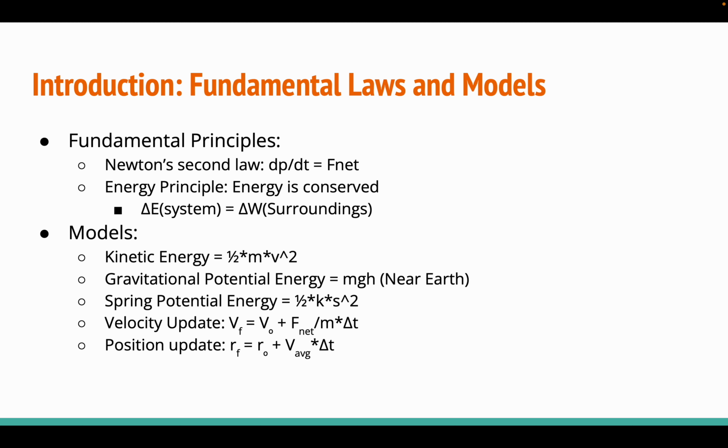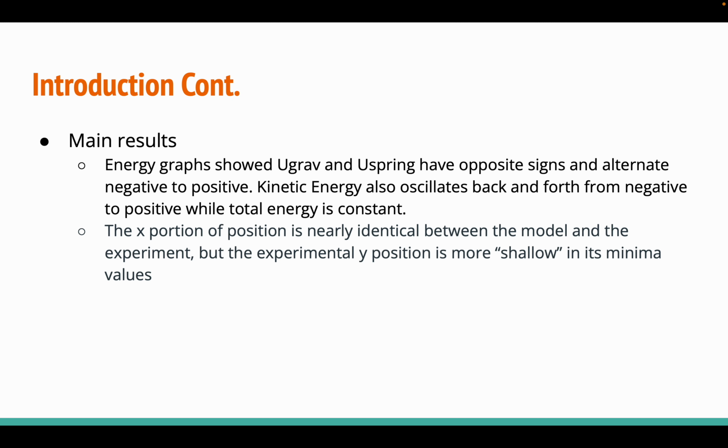We use the modeled equations for kinetic energy, gravitational, and spring potential energy, as well as the velocity update and the position update formulas. For the main result of the lab, the potential gravitational and potential spring energy have opposite signs, where when one is positive, the other one is negative, and the total energy remains constant in the entire experiment. For the experimental and model data comparison, the x position is nearly identical to the modeled equation, and the y position data from the experimental data is a little bit more shallow in its minima, so it's not as identical.